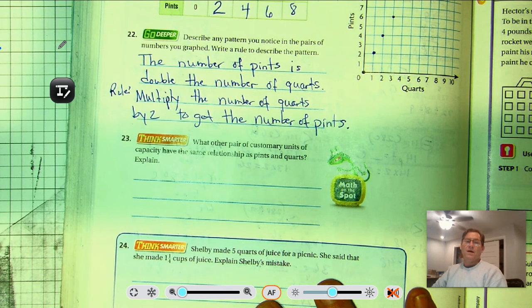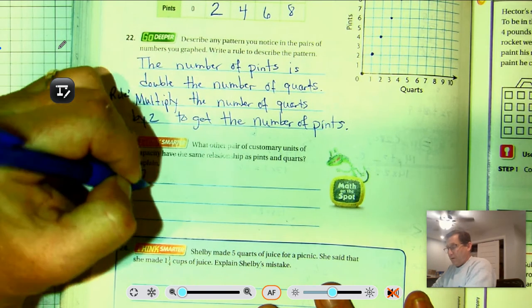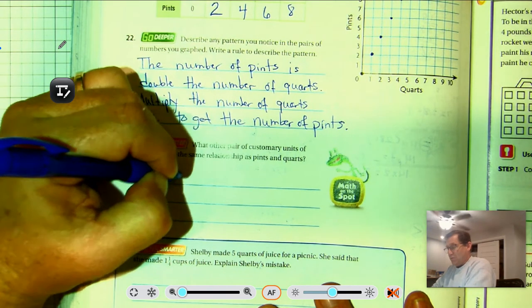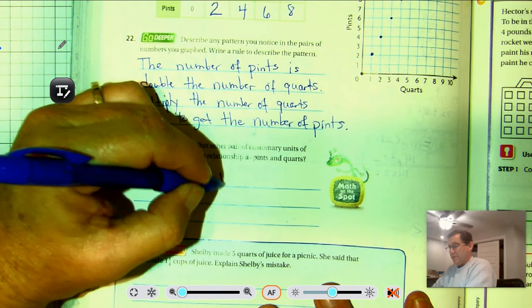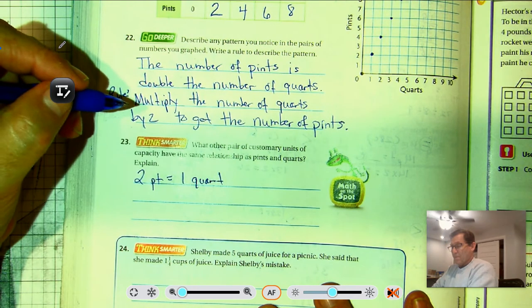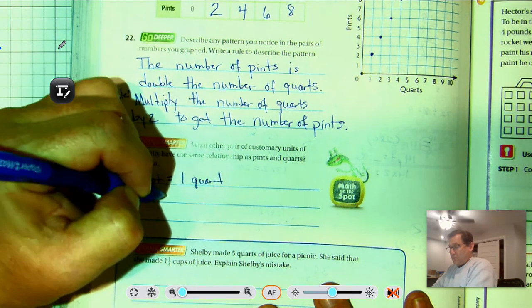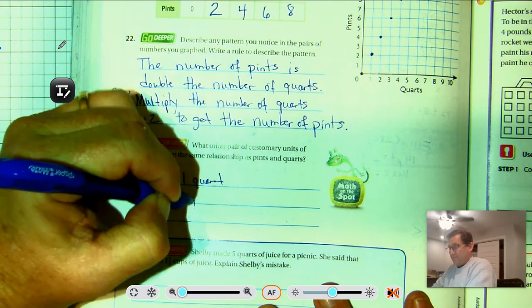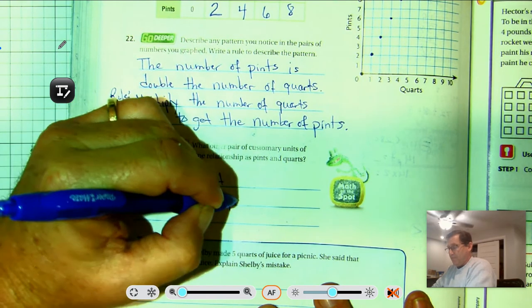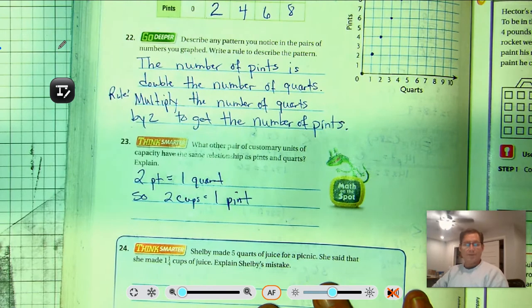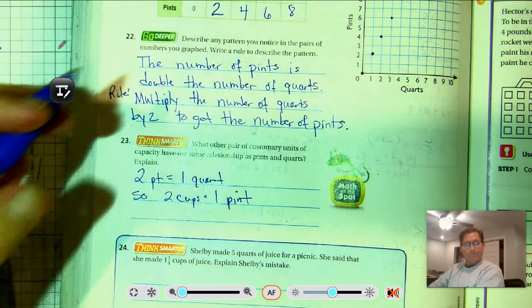All right, and 23. What other pair of customary units of capacity have the same relationship as pints and quarts? Well, there are 2 pints equals 1 quart. So 2 cups equals 1 pint would also work.